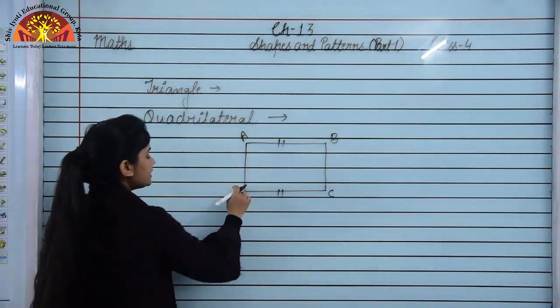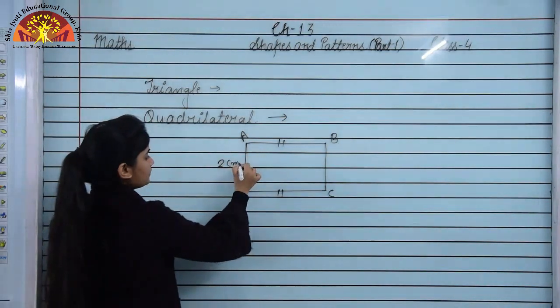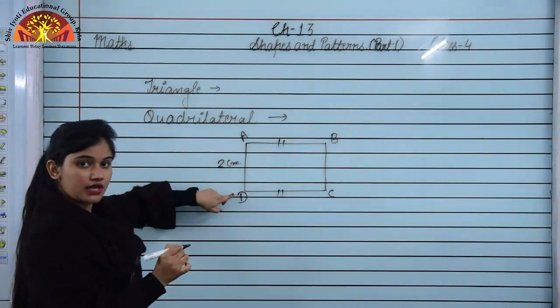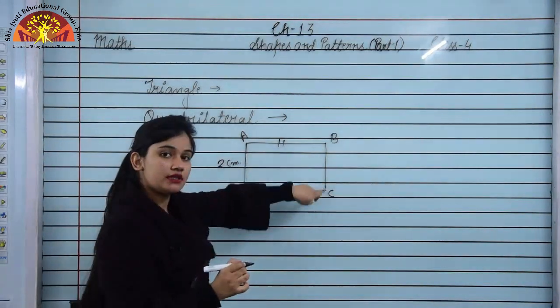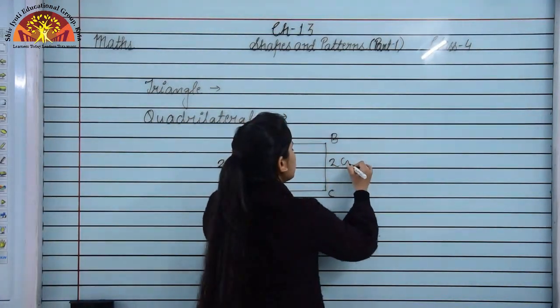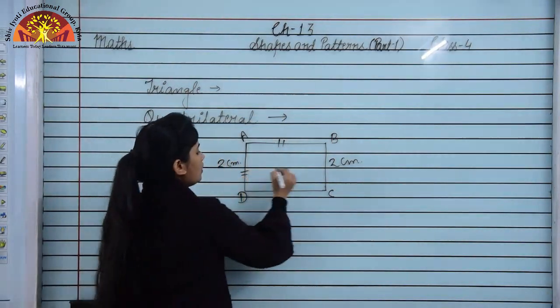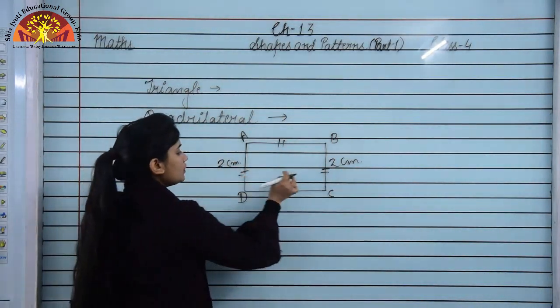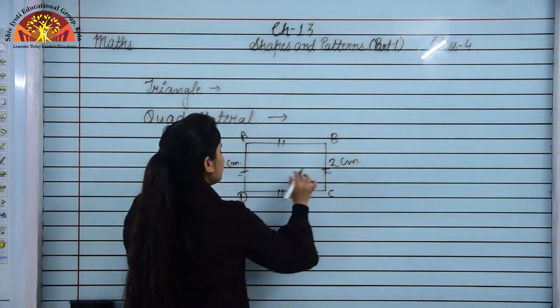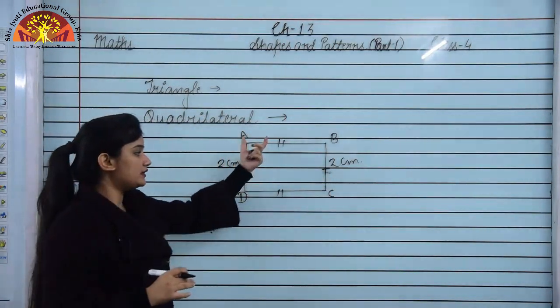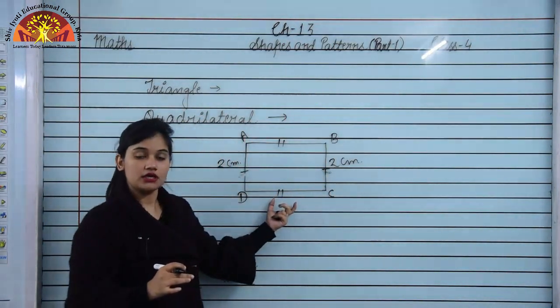Now suppose AD is 2 centimeter. What is the length of AD? 2 centimeter. So what will BC be? 2 centimeter, because the next two opposite sides will also be equal. This side will be equal to which side? This side. Is it clear? And this is known as a rectangle.